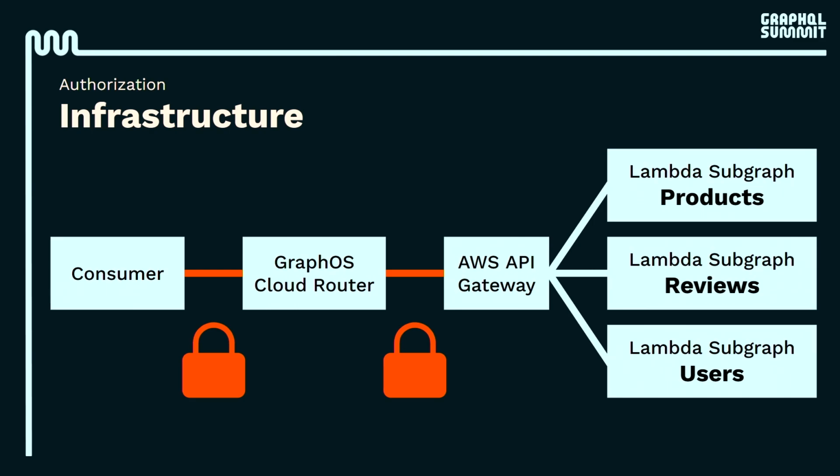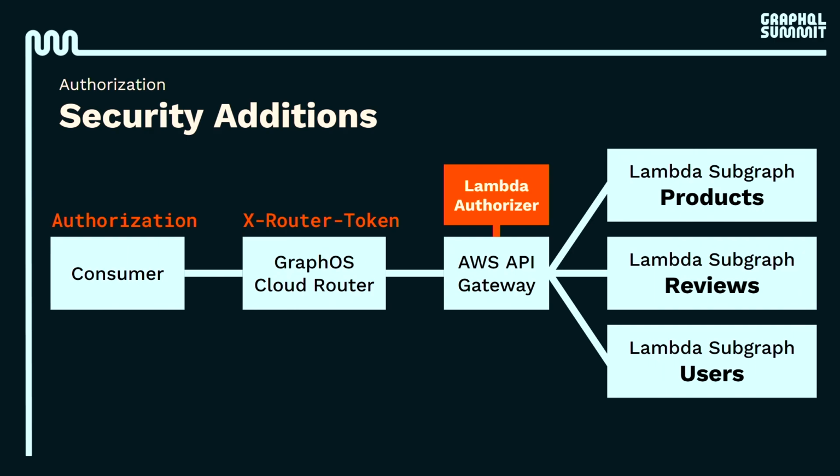So let's update our infrastructure and show how we can get that implemented. Like I mentioned, our consumer is going to be passing along an authorization header that will be passed all the way back to our subgraphs. And then the XRouter token will be passed from our GraphOS cloud router to have a pre-shared key so that we can guarantee that it is our cloud router that's contacting our API gateway and nothing else. But how are we going to implement all that? On API gateway, we can add a Lambda authorizer to the gateway.